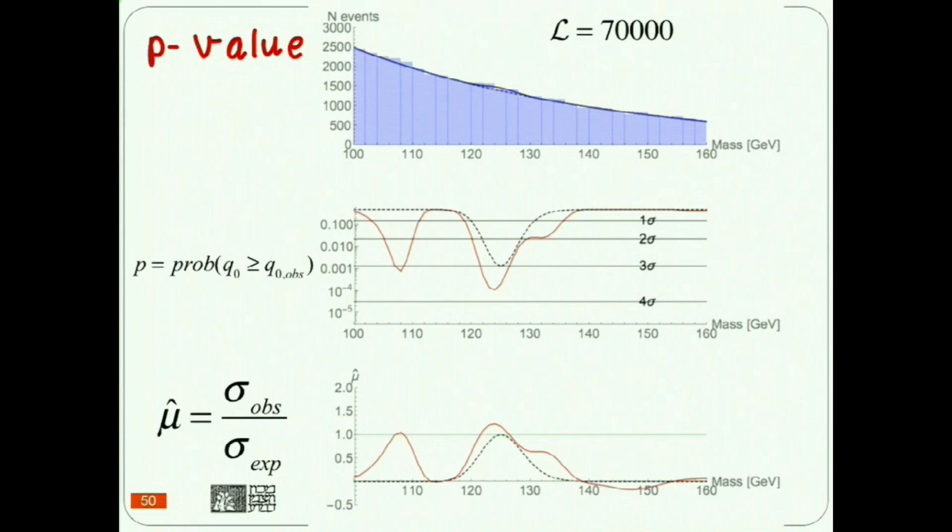Now, here I see something strange. If there was a signal at 110, this would have been exactly what I would have expected. So I would go to the press and say I might have a signal here, if the significance was high enough. This is a 3 sigma. This is calling for the press.